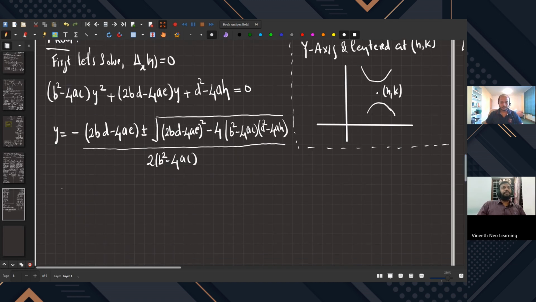Since this has only one root, what must vanish? The term under the square root, the discriminant. The discriminant should vanish.